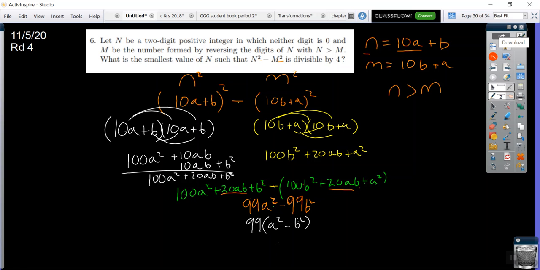All right, so how does that help me? Well, let's go back to the question. We need this thing to be divisible by 4, which means whatever is inside this term right here has to be divisible by 4, because 99 is not divisible by 4. And we want the smallest possible number that is divisible by 4. So what numbers can we plug in for a and b that will get us something that is divisible by 4?